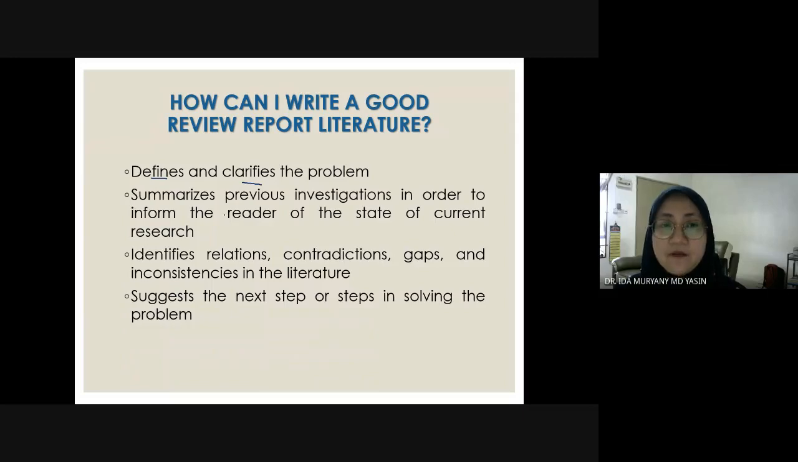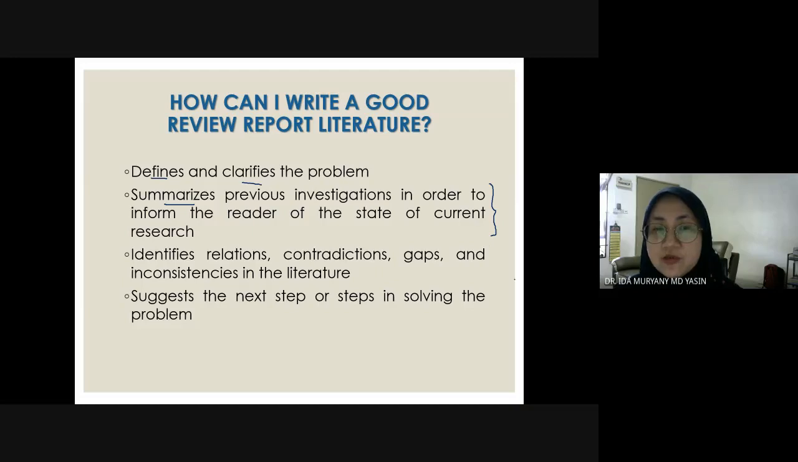Okay, and after that you kena summarize previous investigation in order to inform the reader of the state of current research. Ini yang susah sikit sebab you nak kena summarize. You nak before summarize tu you nak kena analyse dulu. Okay, sebab dalam paper you banyak refer paper, so you tak boleh refer all the paper sebab you kena keluarkan satu review report yang lengkap dan padat. So you kena summarize everything yang you dah study tu. Alright, okay.